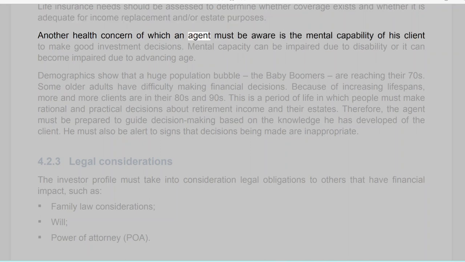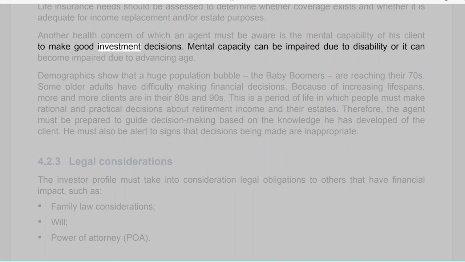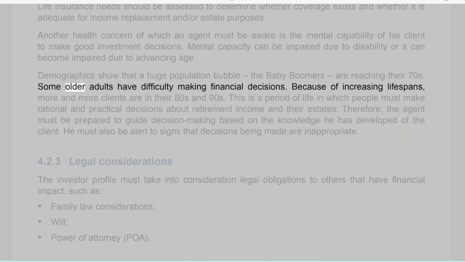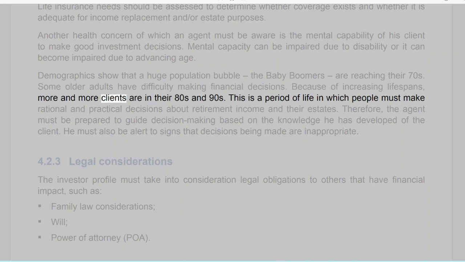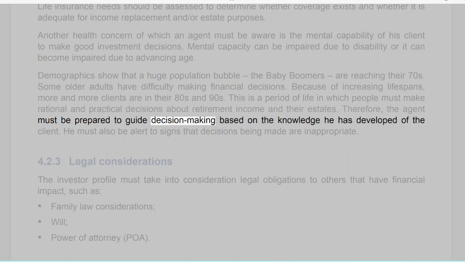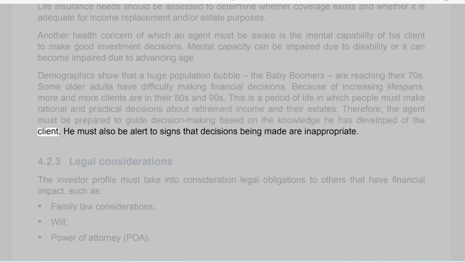Another health concern of which an agent must be aware is the mental capability of his client to make good investment decisions. Mental capacity can be impaired due to disability or it can become impaired due to advancing age. Demographics show that a huge population bubble, the baby boomers, are reaching their 70s. Some older adults have difficulty making financial decisions. Because of increasing lifespans, more and more clients are in their 80s and 90s. This is a period of life in which people must make rational and practical decisions about retirement income and their estates. Therefore, the agent must be prepared to guide decision-making based on the knowledge he has developed of the client. He must also be alert to signs that decisions being made are inappropriate.